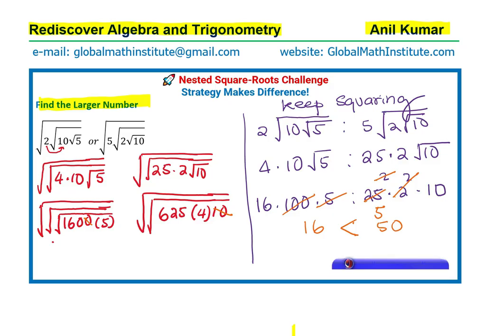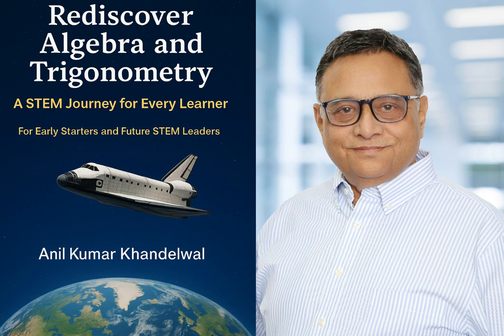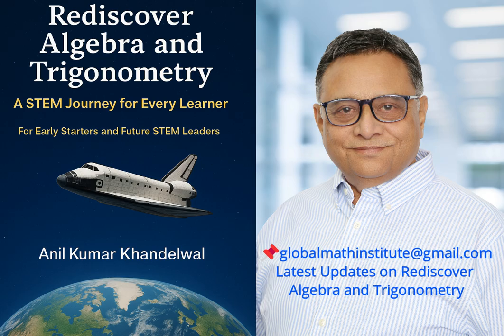So in this particular case, we figured out that the number square root 5, square root 10, square root 2 was bigger. So it was kind of like this.